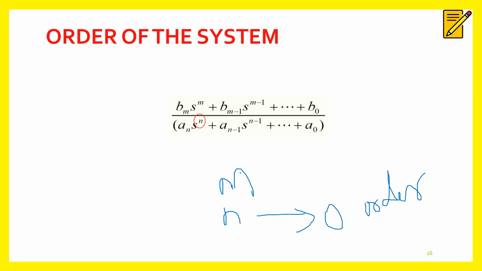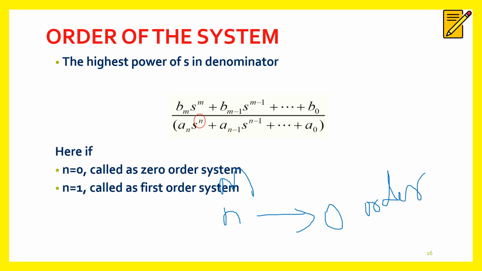When n is equal to 1, we call the system a first order system. When n is equal to 2, we call the system a second order system. So the highest power of the denominator polynomial, the degree of the denominator polynomial, is called the order of the system. That way we can define the order of the system.